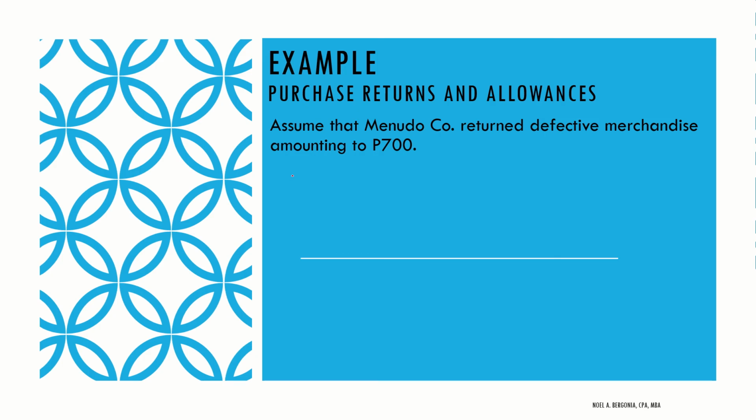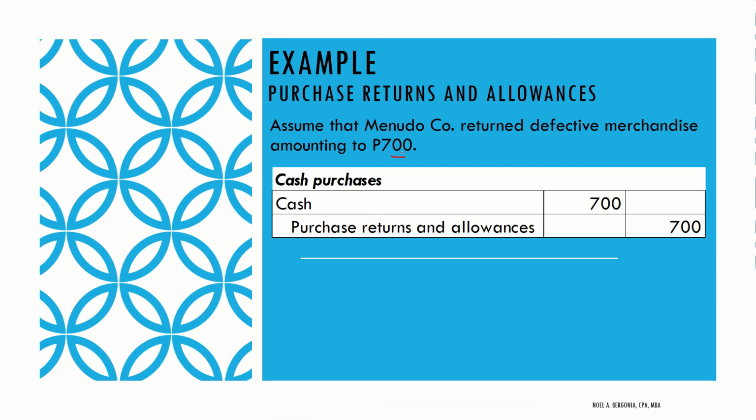So let's say, for example, Menudo Company returned defective merchandise amounting to 700 pesos. Ang tanong ulit natin dyan pag returns, ano ba yung original na transaction natin? Binili ba natin yan through cash or binili natin on account? So if you bought that particular product for cash, then i-refund po sa inyo. So pag ni-refund sa iyo, ang entry mo would be debit cash, 700, and you credit purchase returns and allowances, 700. Again, we credit the purchase returns and allowances kasi ang normal balance, as mentioned to you a while ago, since this is a contra purchases account.